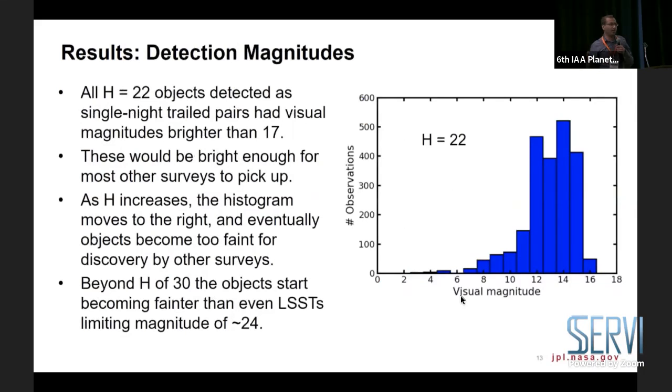If you want, you can look at the detection magnitudes. Most of the trail pairs are detected when they're really bright. So for H of 22, all of the detections had visual magnitudes of less than 16. This just shows that you can move from H equals 22 to H equals 30, and you will still detect the same number of objects.